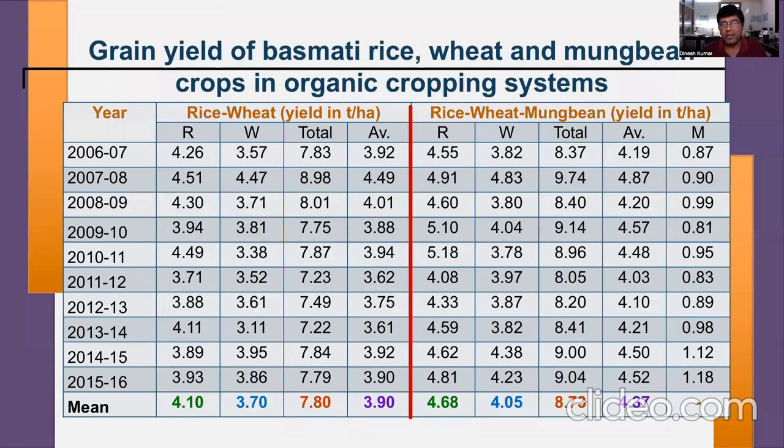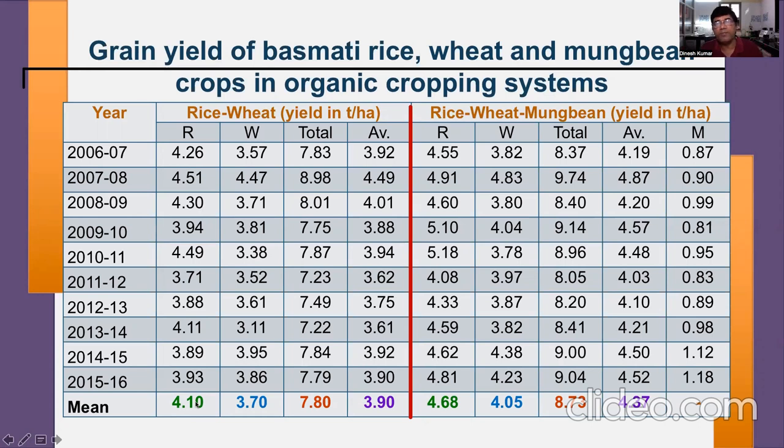Now you see, this is a yield trial at IARI, grain yield. I just want to show you the productivity of organic crops. This is an average of 10 years. The organic experiment started in 2003, and since 2006 it was converted to organic. There were two systems, rice-wheat and rice-wheat-mung bean. Just see the rice yield: 4.26, 4.51. On an average, you can say the average yield of rice for 10 years was 4.1 tons per hectare. And remember, this is basmati rice.